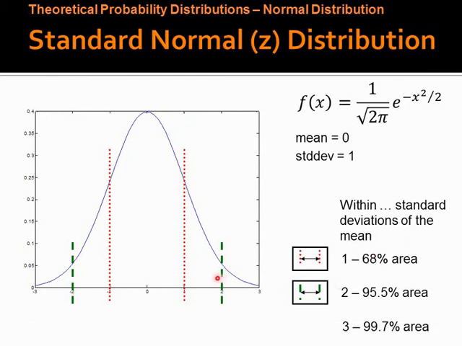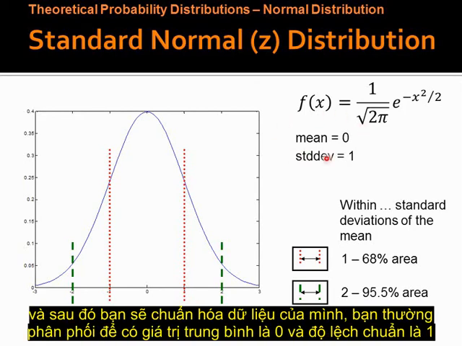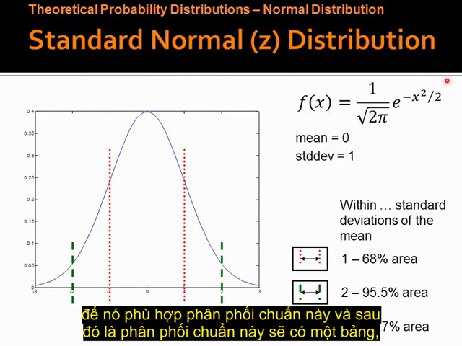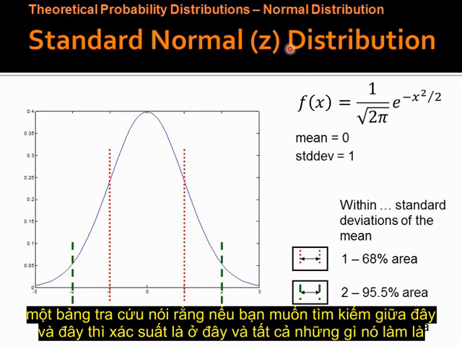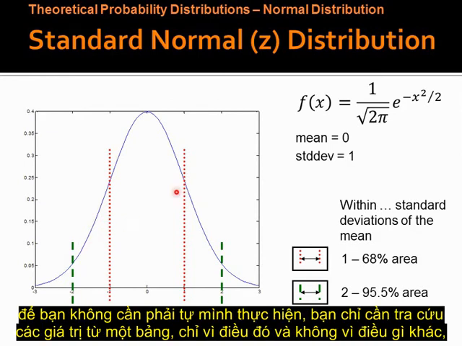and standard deviation. So what they came up with is, rather than doing that, you would first collect your data, and then you would normalize your distribution to have a mean of 0 and a standard deviation of 1, so that it fits this standard normal distribution. Then this standard distribution would have a lookup table that says if you want to search between here and here, then the probability is here. All it does is pre-calculate the integration for you. It's pre-calculated the area underneath the curve, so that you wouldn't need to do it yourself. You just need to look up the values from a table. So it was just for that and for no other reason.